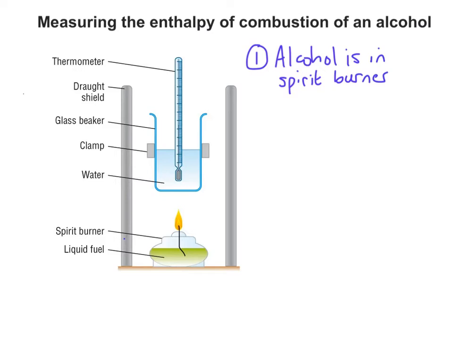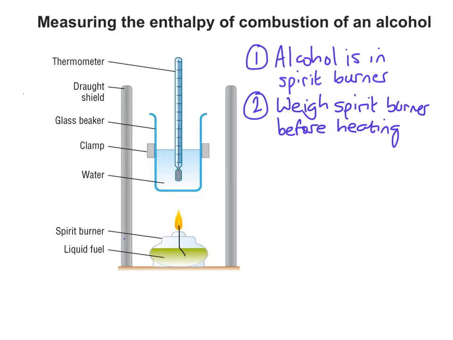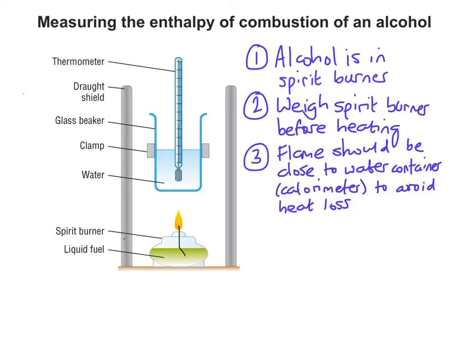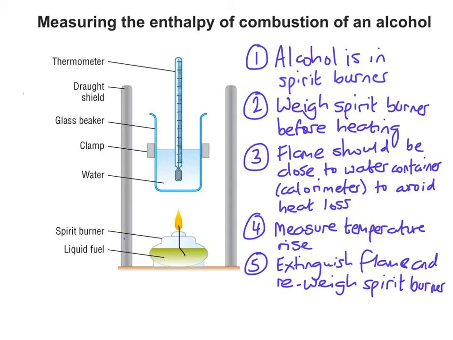It's very easy to measure the enthalpy of combustion of an alcohol. You can use calorimetry using this apparatus. Remember, the alcohol will be in the spirit burner at the bottom. So you weigh the spirit burner and then you set it up using the apparatus shown and light it. And to try and keep it as efficient as possible, we have a draft shield and we set it up so the spirit burner's flame is as close to the water as possible. So you measure the temperature rise, you extinguish the flame and reweigh the spirit burner.